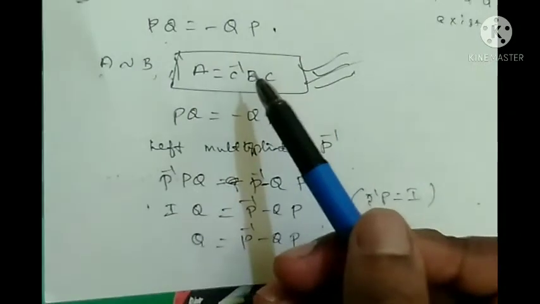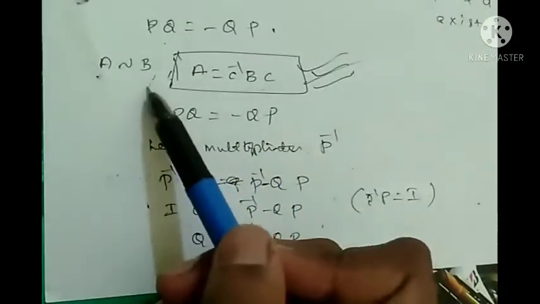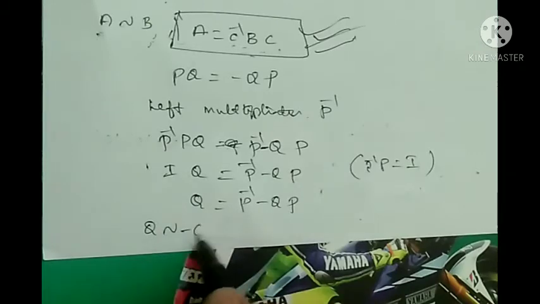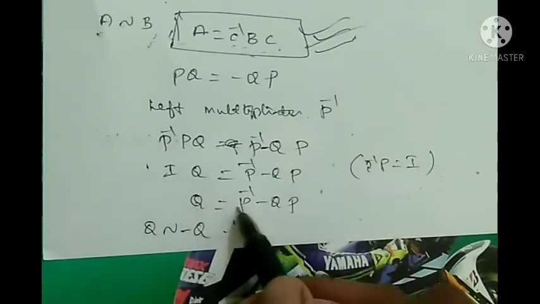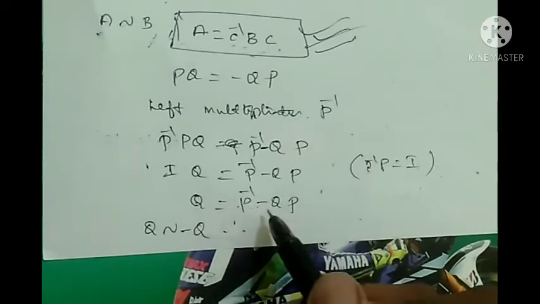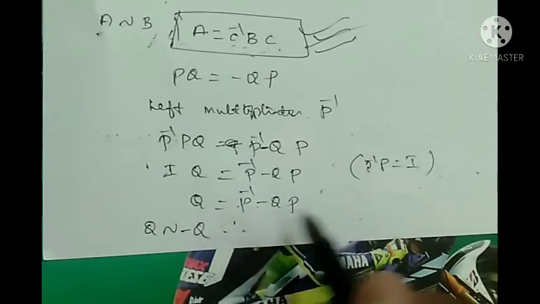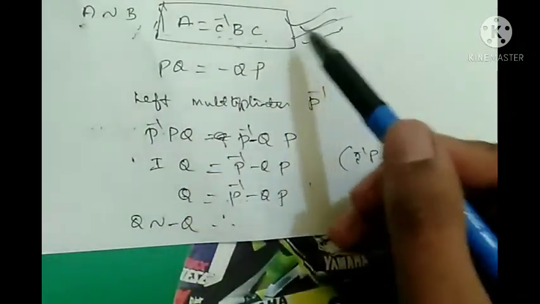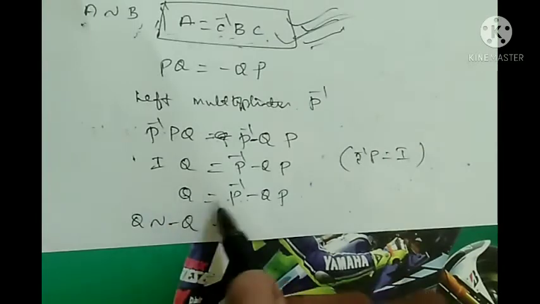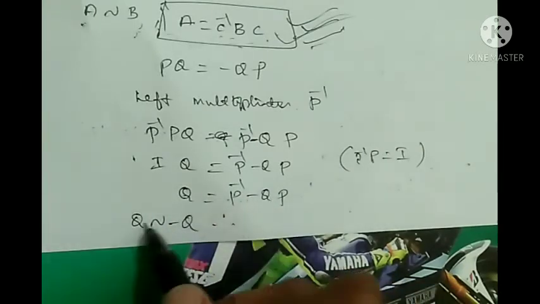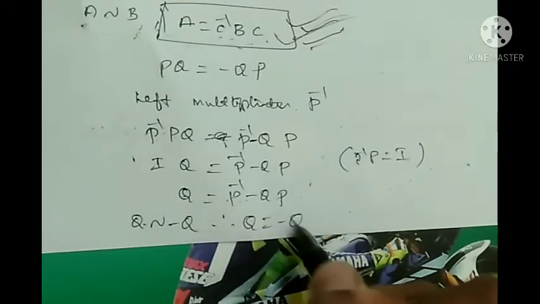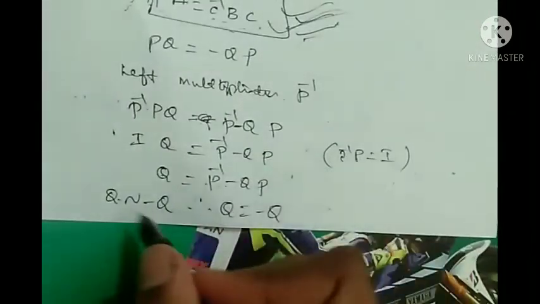According to the definition of similar matrices, if A is similar to B, A is equal to C inverse B C. Like this here also, Q is similar to minus Q, therefore Q is equal to P inverse minus QP. Here the same property I applied. Here the same definition is applied. If Q is equal to P inverse minus QP, therefore Q is similar to minus Q. This can also be written like this: Q is equal to minus Q. That means these are the same.